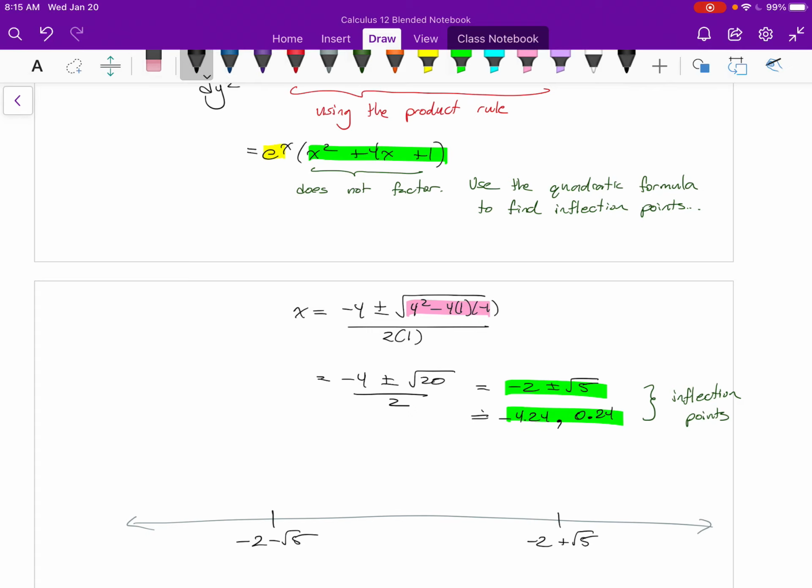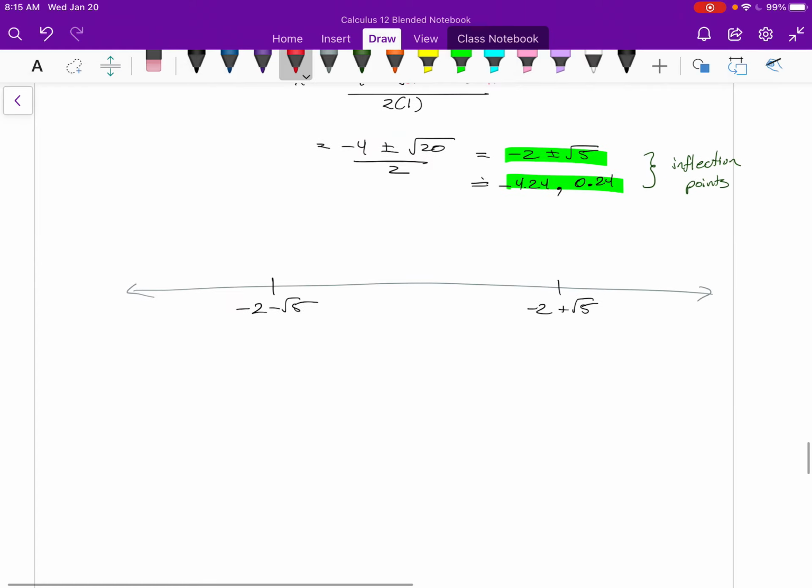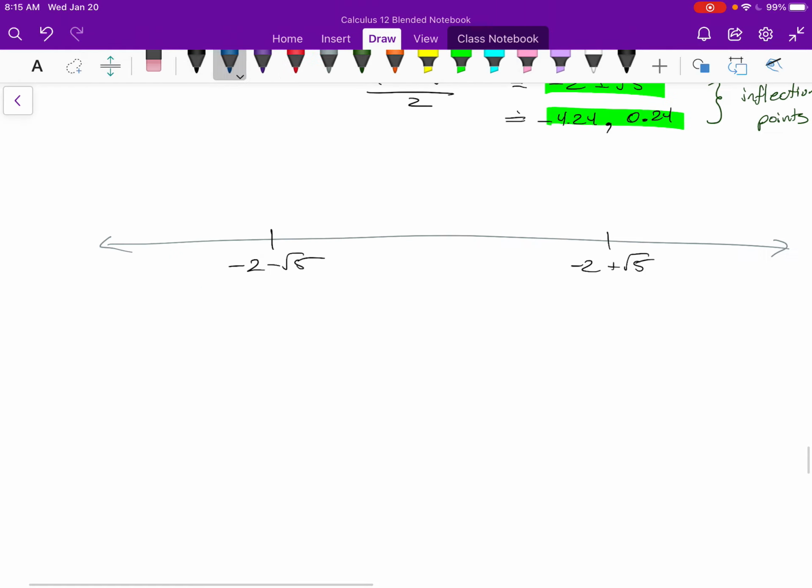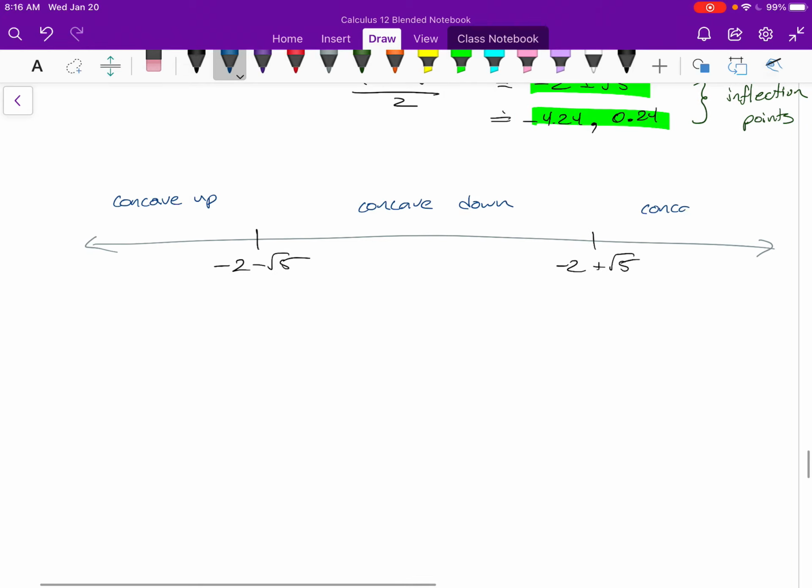A few more calculations to do, but again, really it's all about paying attention to the x squared plus 4x plus 1 part. E to the power of x will always be a positive number. And so it takes a little bit of time, but we should find that we get a positive value when it's less than this inflection point, so it's concave up right here. It's concave down in between. That's probably the easiest to check. I'd just pick 0, put that into the second derivative, and then concave up again.